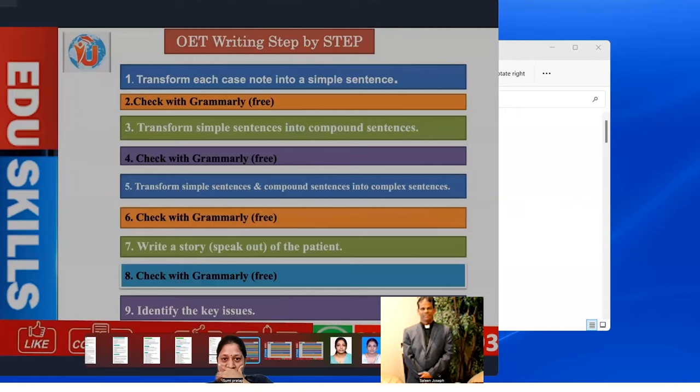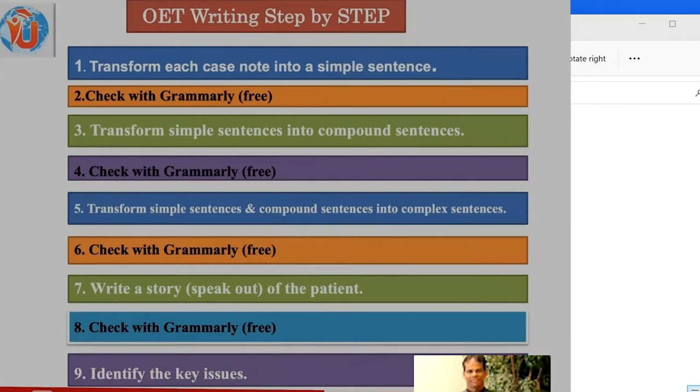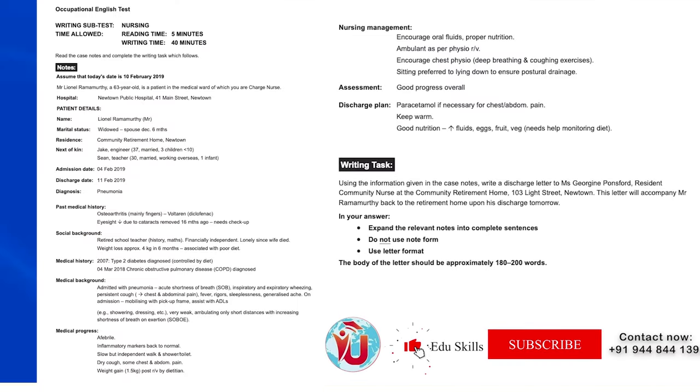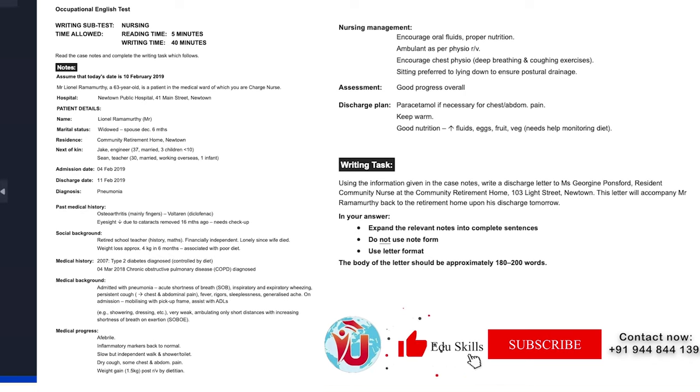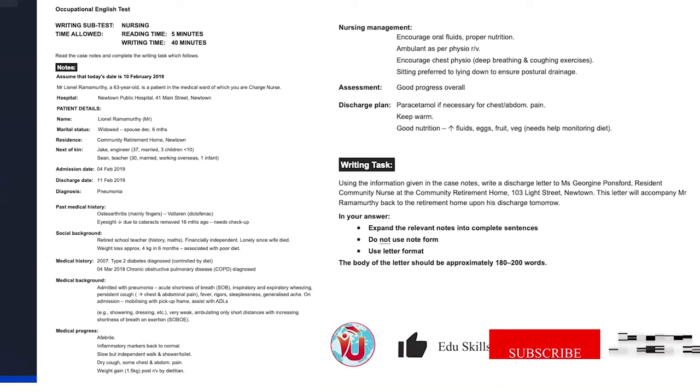Today we are discussing the first step, which is transforming the case note into simple sentences. We are making the whole case note into simple sentences. Today we are taking the case note of Mr. Leon Ramamurthy. Do you have the case note with you? If you don't, it is posted on our main platform as well as in our subgroups. Also, now we are screen sharing it, so you can see and read it.